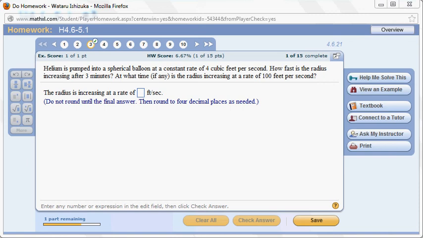Alright, let's look at the homework. 4.6-5.1, number 3. Helium is pumped into a spherical balloon at the constant rate of 4 cubic feet per second. How fast is the radius increasing after 3 minutes? Alright, so let's do that.